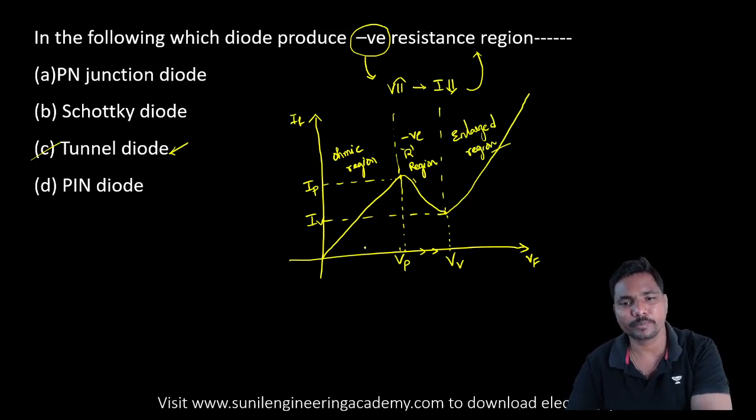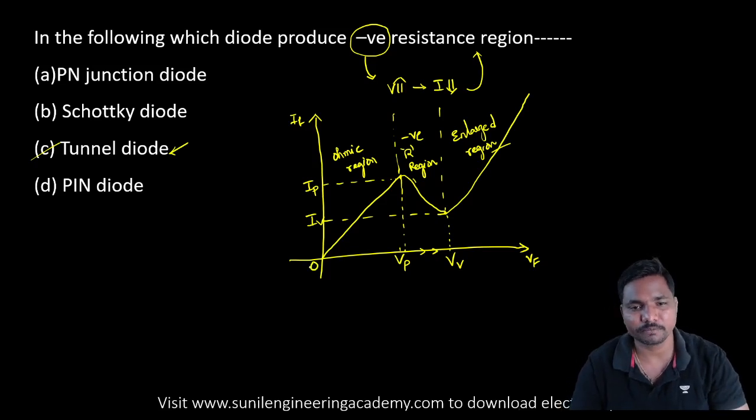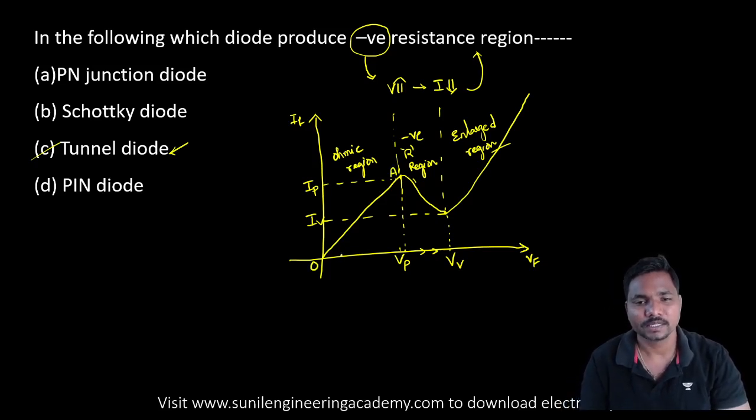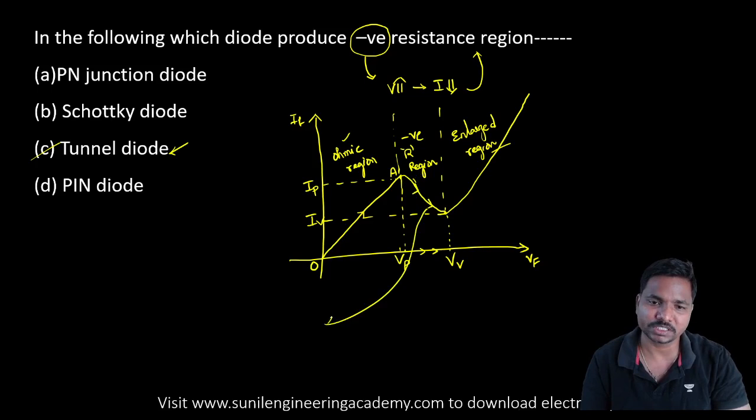So you can note down the points. For low values of the voltage from 0 to A, as voltage increases, current also increases. So this is called the ohmic region. For more than Vp, that is Vp to Vb, as voltage increases, current decreases. So this is called the negative resistance region. In this negative resistance region, it will act as a relaxation oscillator, an oscillator which can produce AC.